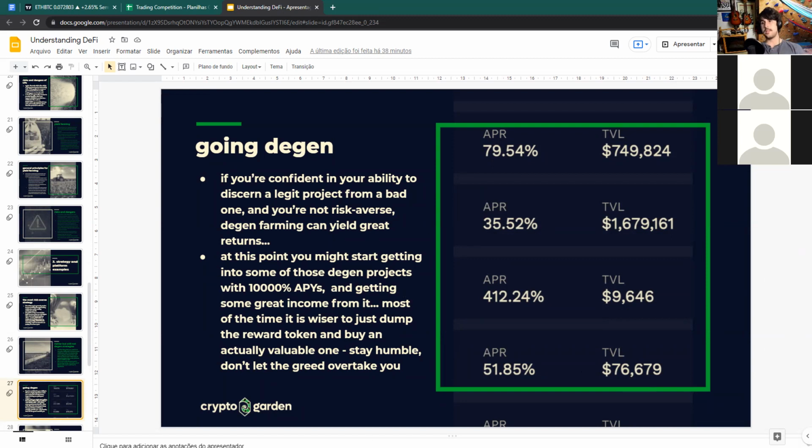Now, with these, one important thing, and I must repeat it because it's very important, is to stay humble, right? Some of the people that are most well known in this kind of farming space say that you should stay humble, a humble farmer, right? So you shouldn't let the greed overtake you. What if this unknown token goes up 100x? You shouldn't do that. Just take the token, use it to buy something that's actually valuable, that you know is valuable, and generate your income from that.